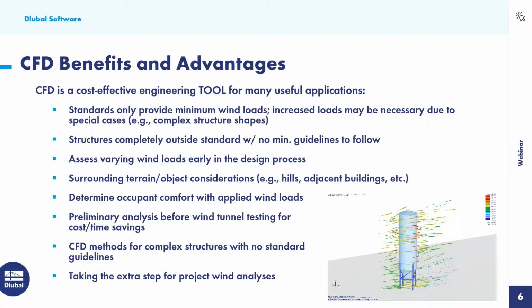A program like RWIND can also consider the surrounding terrain and object consideration. So if we have very complex hills or we have adjacent buildings, which is what we'll take a look at today, these are all going to affect the wind flow. Now, there are certain coefficients within the standard, but these are all generalized. So if we wanted a more in-depth study of those wind analyses, we could do so. We can determine the occupant comfort with the applied wind loads. So we want to look at our structure, what it's going to be used for, and are occupants inside going to be comfortable with these wind loads?